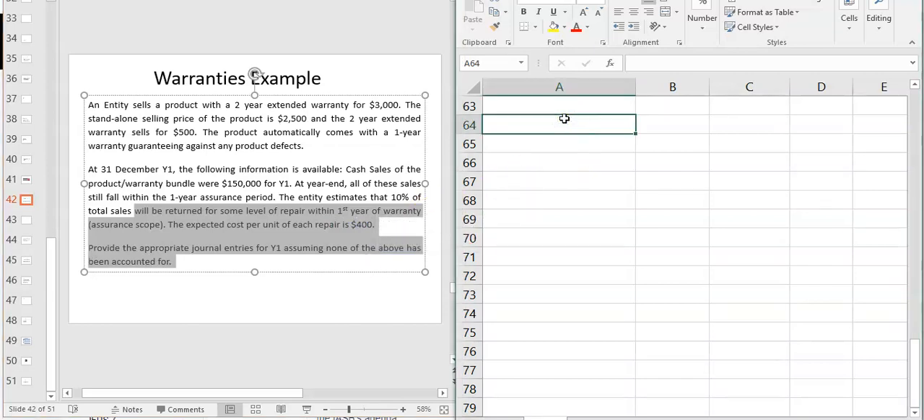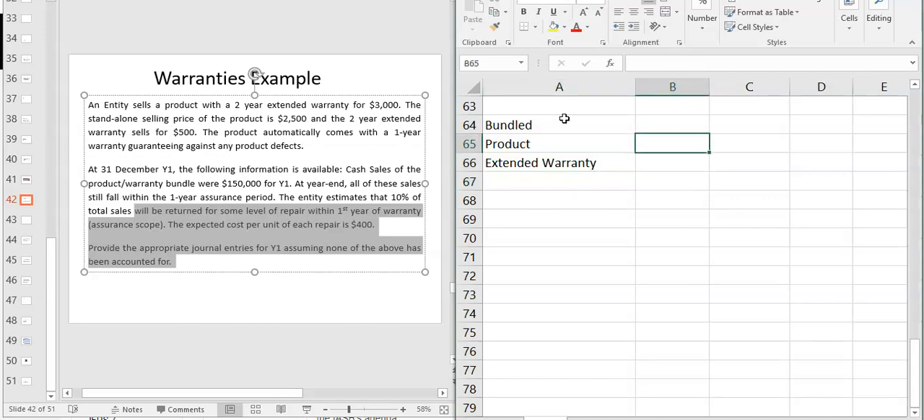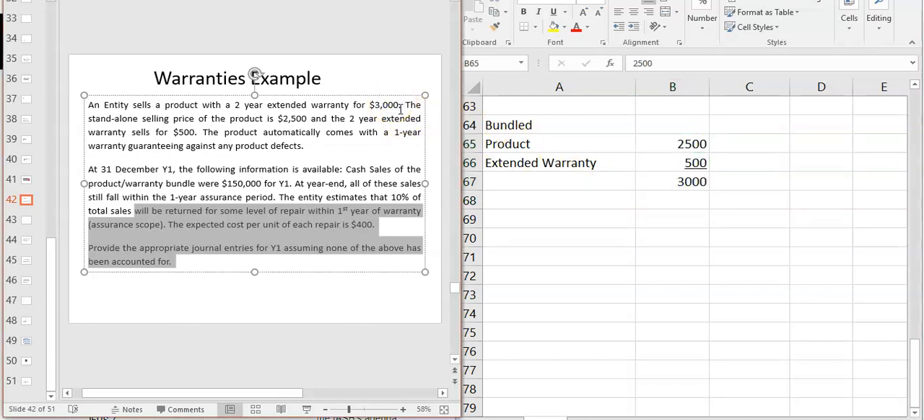Well, the first thing here is we have a bundle, and it's a bundle between the product and the service warranty, or if you want to call it that, the extended warranty. That extended warranty is a standalone piece over and above the first year. So that's 2.5 and 500, 3,000 in total. So actually there's no need to figure out the pro rata here because there's no discount. The two standalone values happen to be the exact same as the overall.